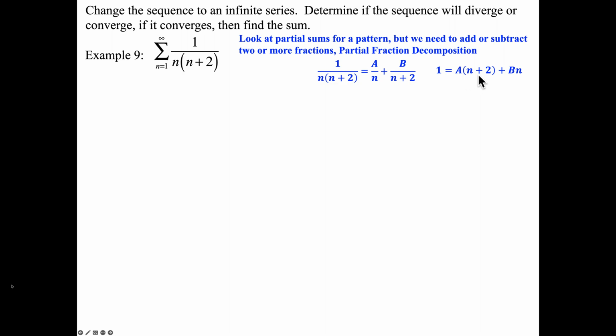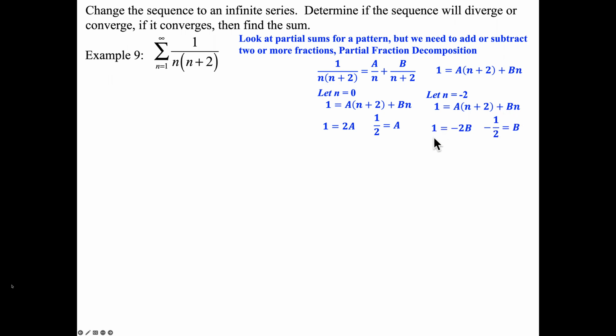So we're going to get, okay, let's solve this. Let's let n equal 0. So we'll cancel this out. So that's a 0. Then we're going to get 0 plus 2 is 2. A is 1 half. You just solve for A. Now let's solve for B. Let n now be negative 2. So this becomes a 0, so 1 equals negative 2B. Divide over the negative 2, B is equal to negative 1 half.